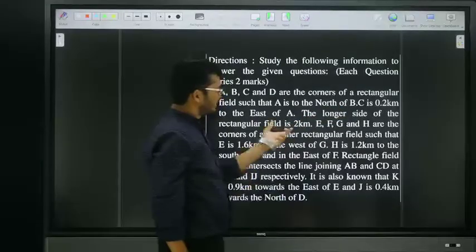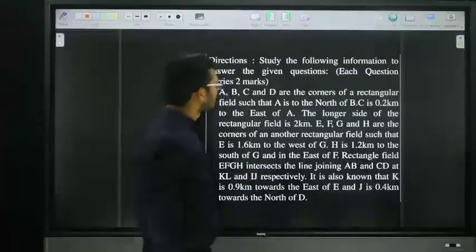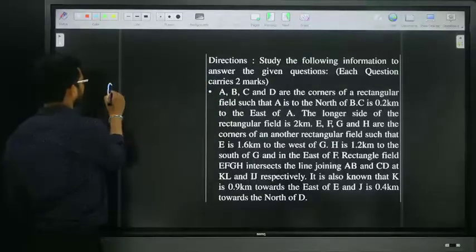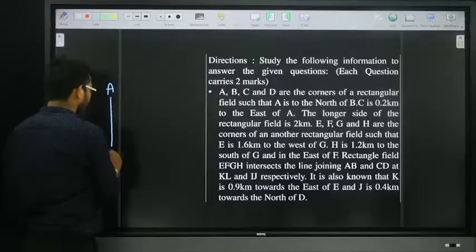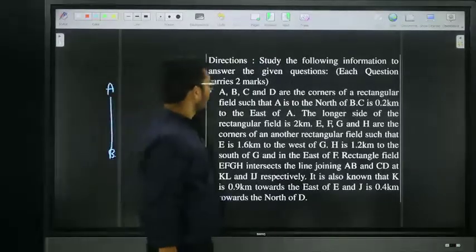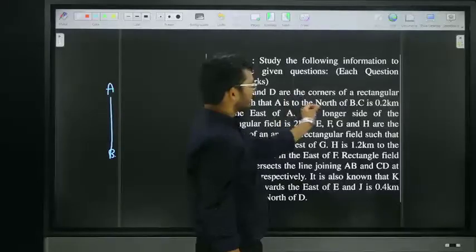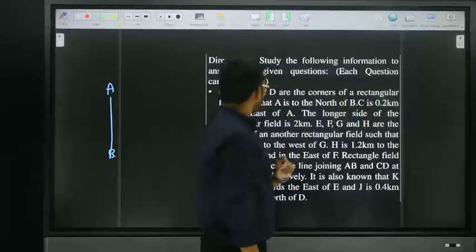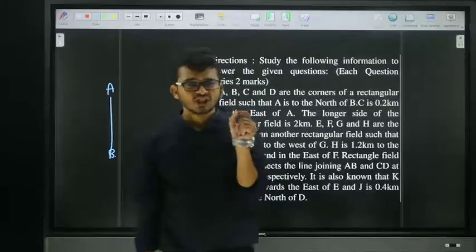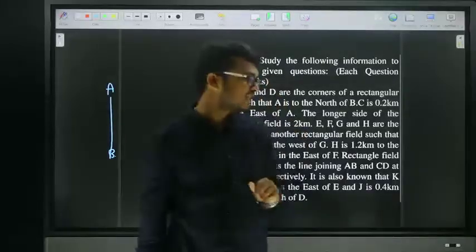Friends, what is the dimension? A is to the north of B. Next one, this means C is 0.2 kilometer to the east of A. What is the measurement? C is 0.2 kilometer to the east of A.